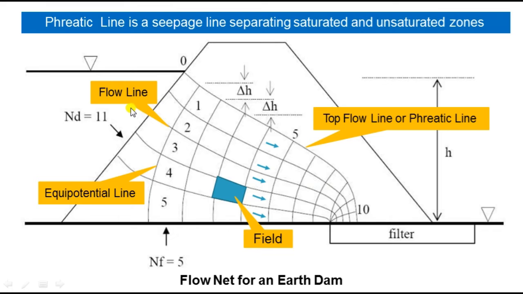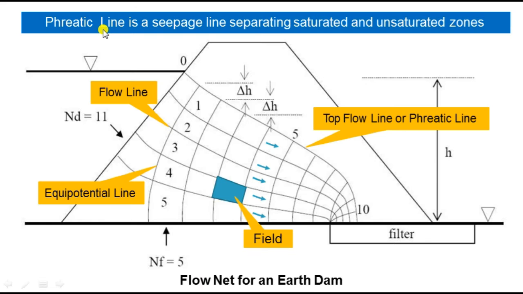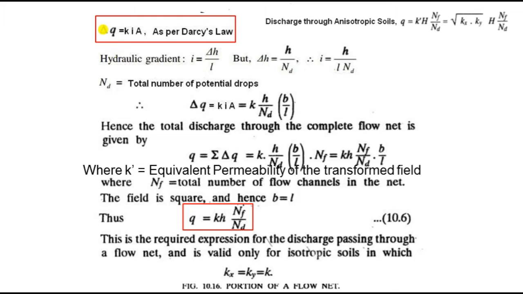When we go gradually along the downstream side of the embankment, the head loss is more. If we compare the head loss, the head value is more, and the velocity is downward. So these are the velocities of flow. Now our simple formula is Q is equal to KIA, the flow is equal to KIA.